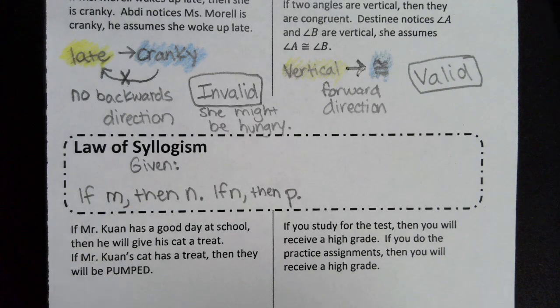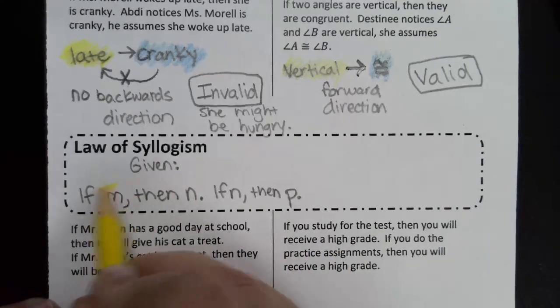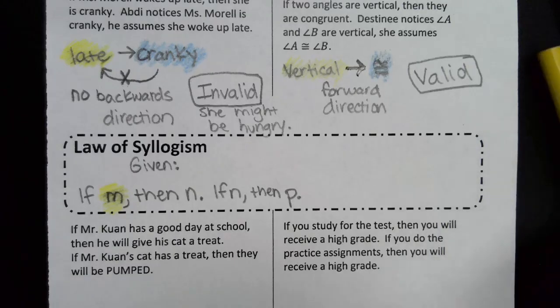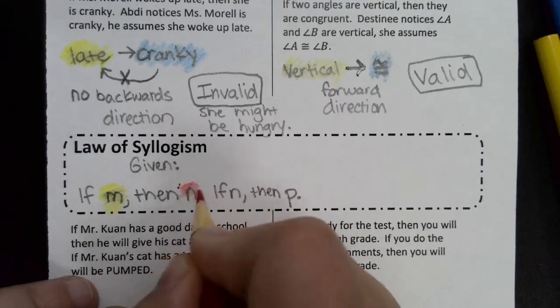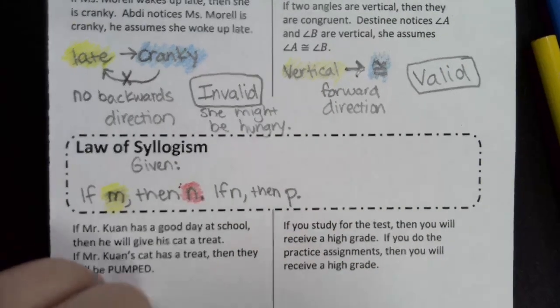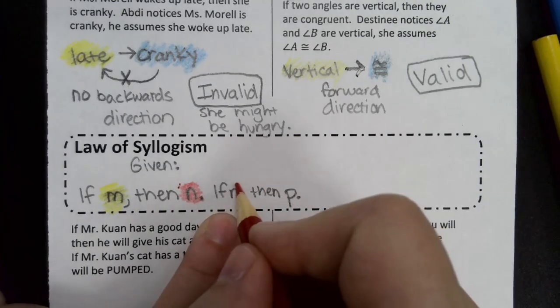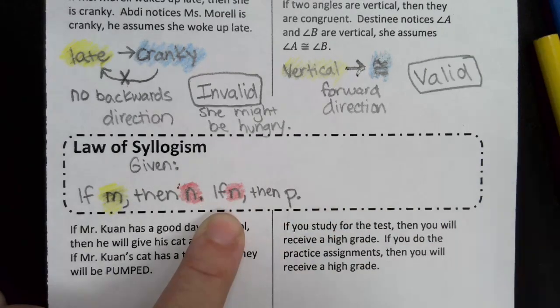All right, I'm going to color code. I'm going to start with my yellow for my first part, just like we did with the law of detachment. If M happens, now I'm going to switch it up and go to red here. Then N. If N happens, so we're using that same color, it matches.